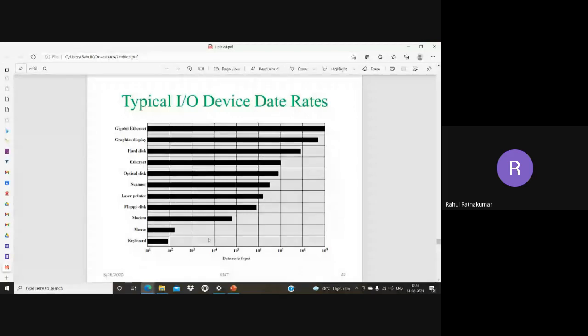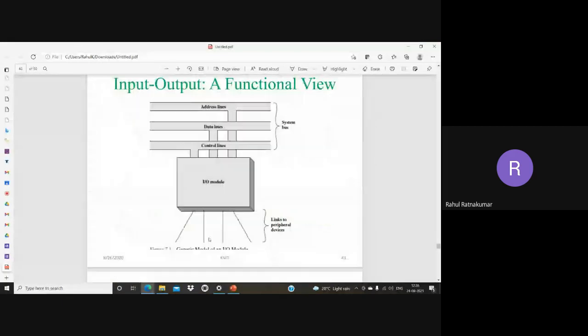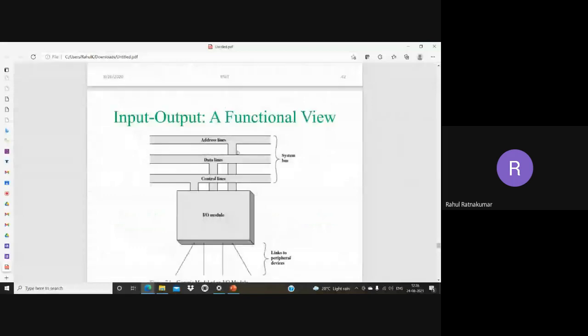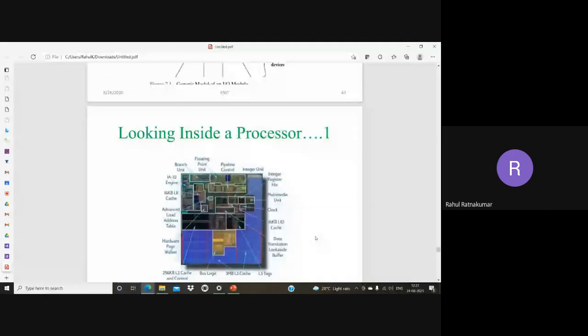So this is a functional view. There are address lines, data lines, and control lines, which are connected to the input output unit. And these input output units will be interfacing with the processor or memory using these address, data, and control lines. So this synchronizes the data transfer between the input output and the processor or the computer.